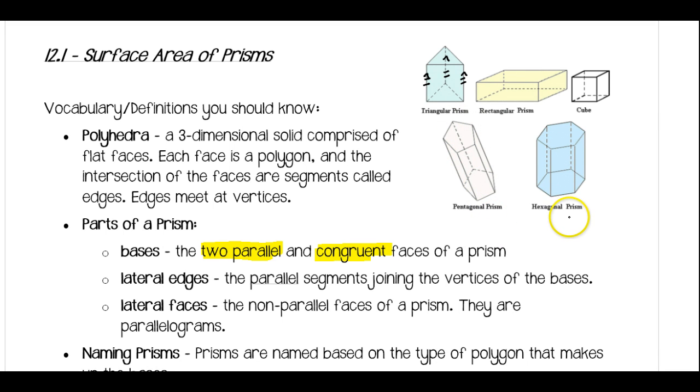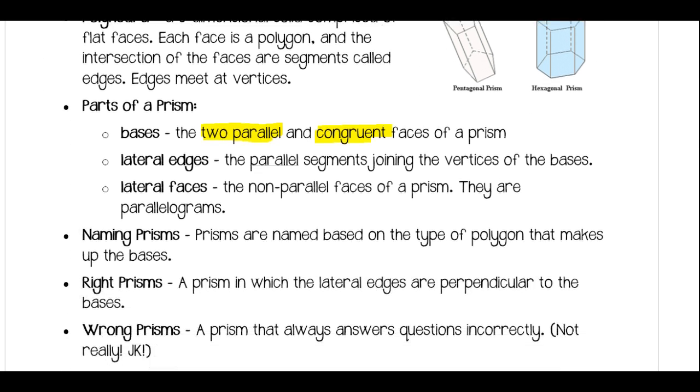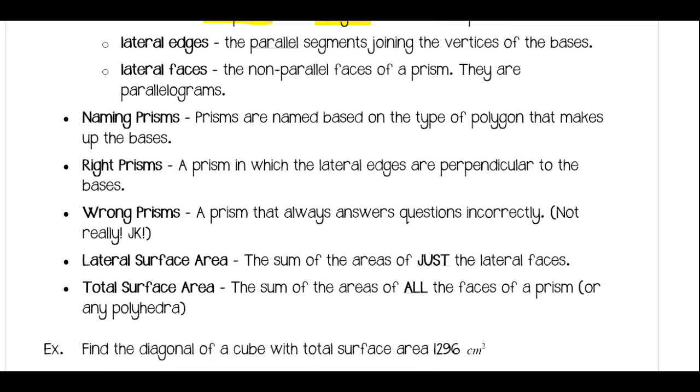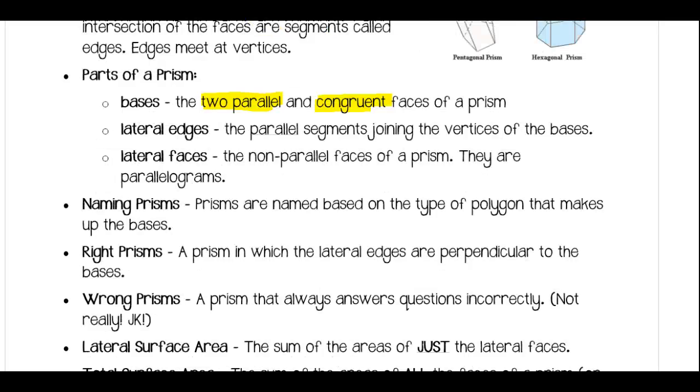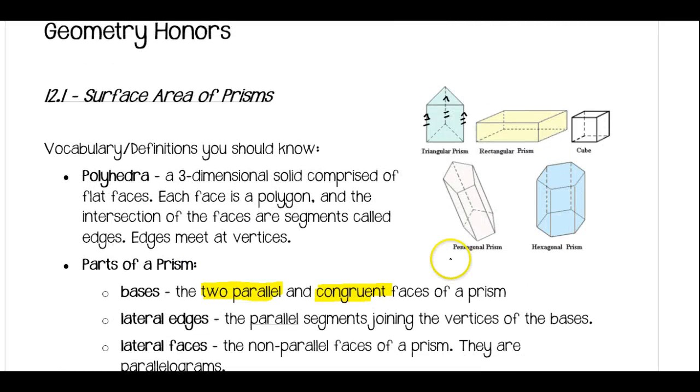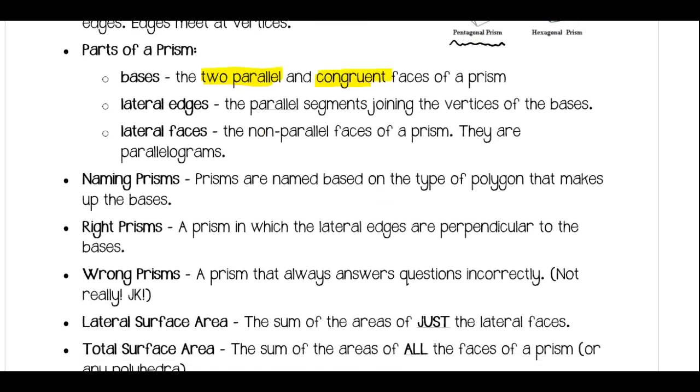Okay, with the pentagonal prism, the pentagons are going to be the bases. With the hexagonal prism, the hexagons are going to be the bases. And keep in mind, we don't have to have regular polygons, but a lot of times we will. So when we name prisms, prisms are named based on the type of polygon that makes up the bases. So as you can see up here, since the bases are pentagons, this is a pentagonal prism.